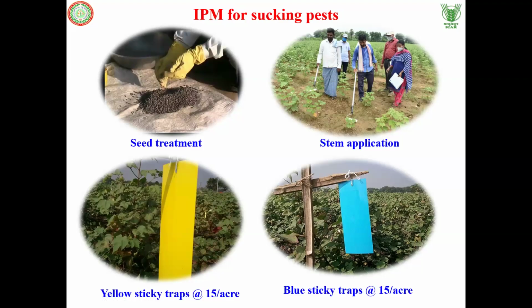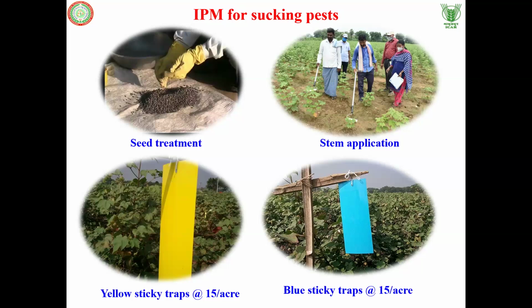In a single acre, they have to use 15 yellow, 15 blue and 15 white traps, and they have to arrange them in a zigzag manner. Why I'm suggesting yellow, blue and white sticky traps is that most insects like the yellow color, some like the blue color, and some like the white color. Especially mites like the white color, and thrips like the blue color. And yellow traps attract especially aphids, whiteflies and leaf miners. It is simple and low cost, and all the insects will be attracted, and easily we can manage these sucking pests.